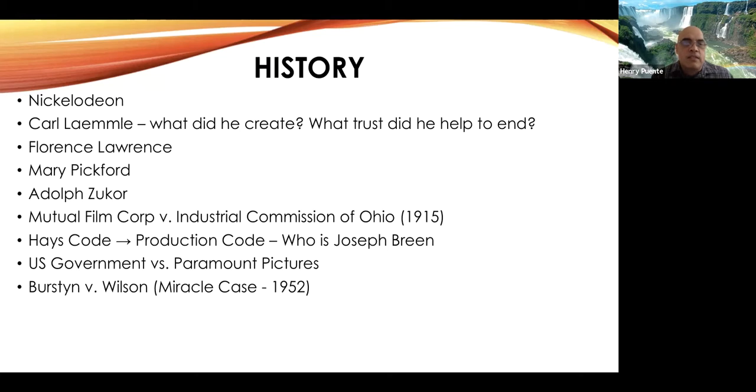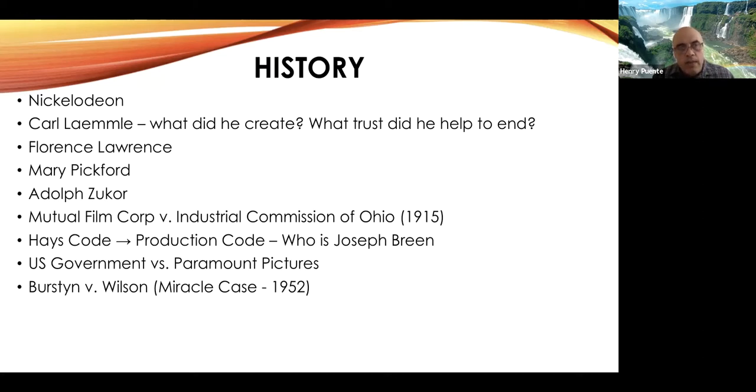So, anyways, a little bit about the history. Nickelodeon is the first name given to movie theaters. And so the reason it's called a Nickelodeon is because they charged literally a nickel to go into these particular movie theaters. So again, it was the first name given to movie theaters, and it's called a Nickelodeon because they literally charged a nickel for admission.